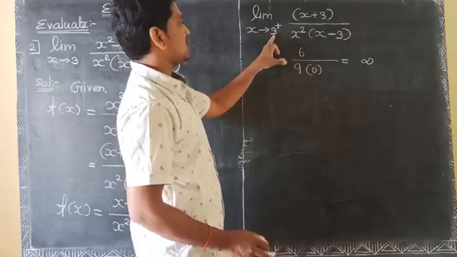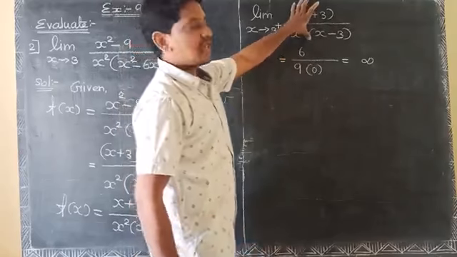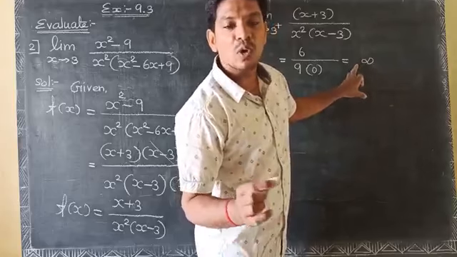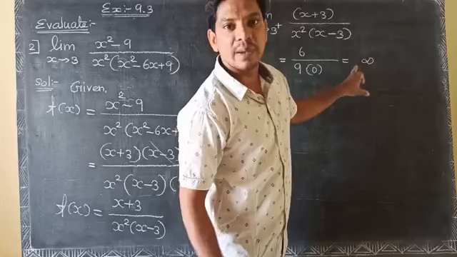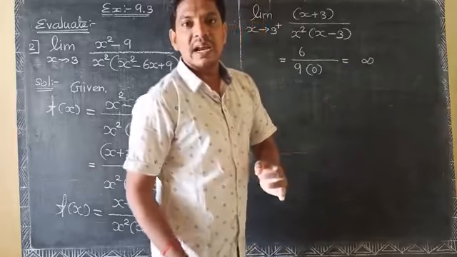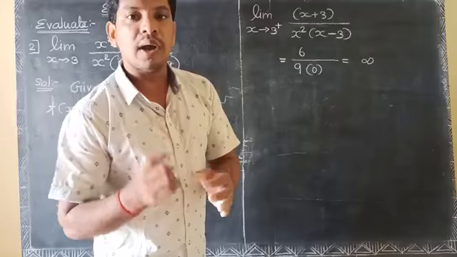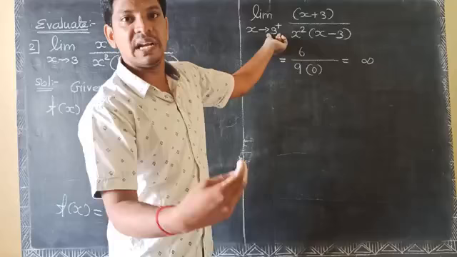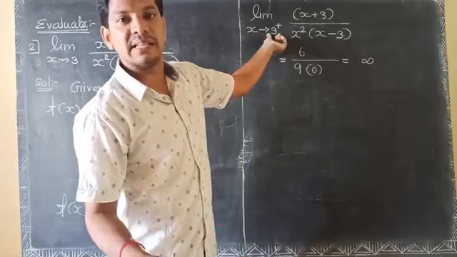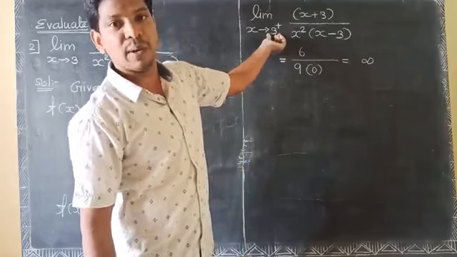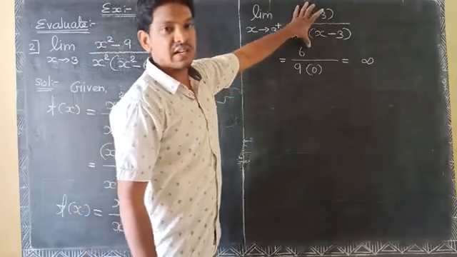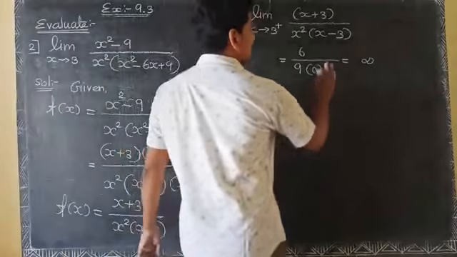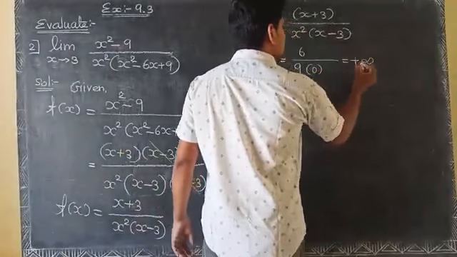Limit x approaches 3 plus f of x approaches plus infinity or minus infinity. How to identify the sign, plus or minus? We take a deleted neighborhood point of 3 from the right side. For example, let x equal to 3.1. Substitute into the function, and if we get a positive value, the function approaches plus infinity.